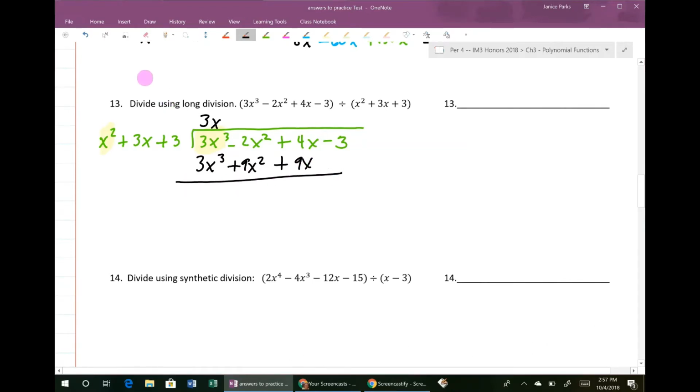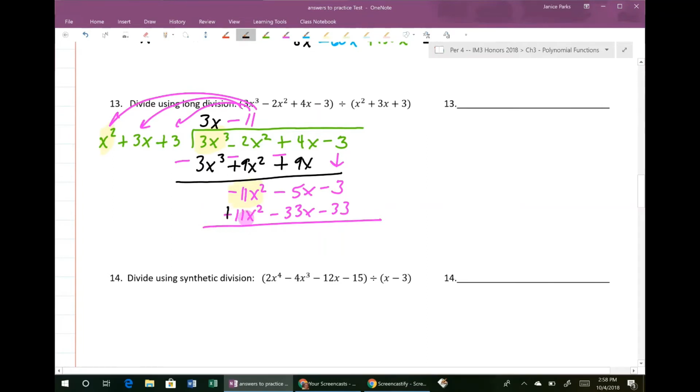Then you're going to subtract. So that's going to become a minus, and a minus. That's -11x squared minus 5x minus 3. And then you're going to do x squared into -11x squared. That gives you minus 11. Multiply down. Minus 33x. Again, you're multiplying these. And then minus 33.